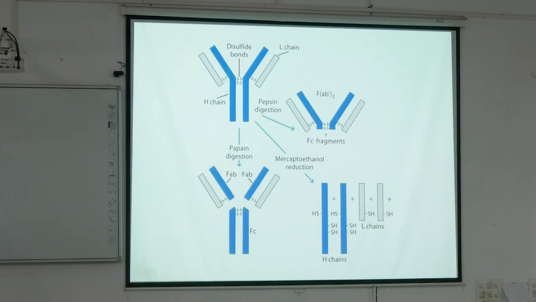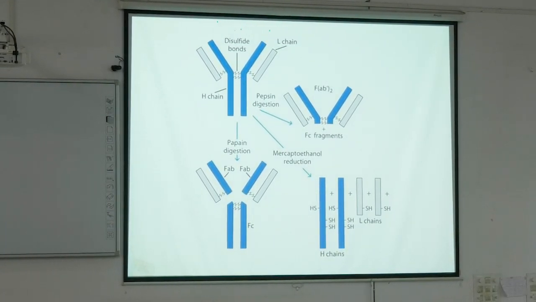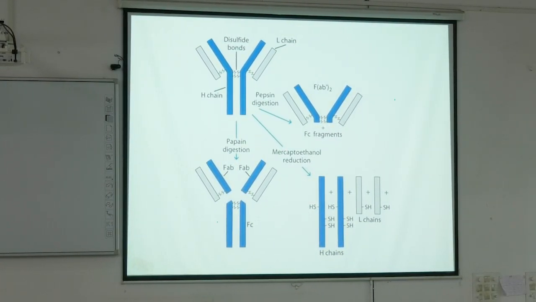And this is the answer of this digestion process. Beautifully given in the diagram. We cleave with mercaptoethanol, you find this. If you cleave with papain, you find this. If you cleave with pepsin, you find the F(ab')2 region and the Fc fraction. Clear?